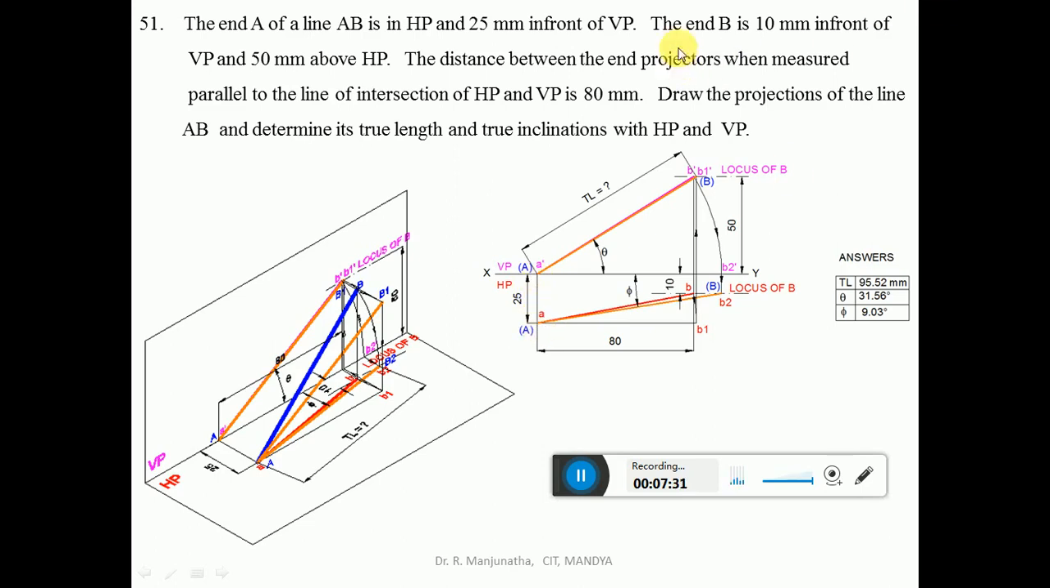Then NB is 10 mm in front of VP. In front of VP is always seen in HP. So from the XY line you measure 10 mm below the XY line and draw a horizontal dash-dot line, and write that as the locus of B in the top view.